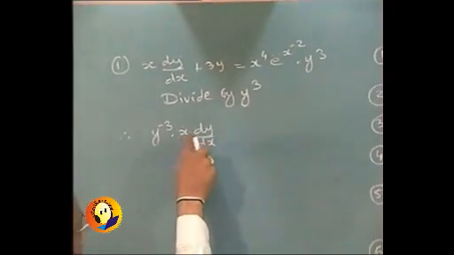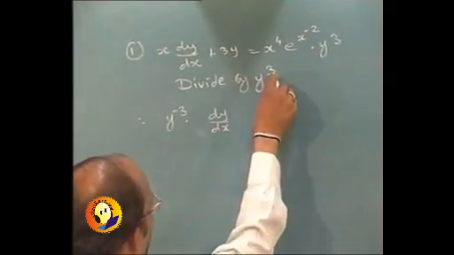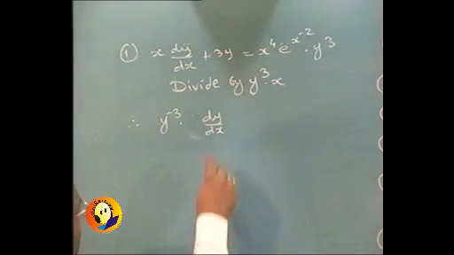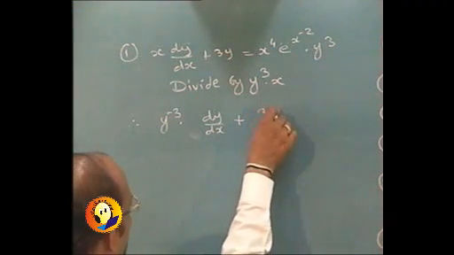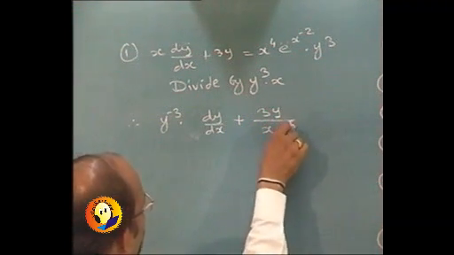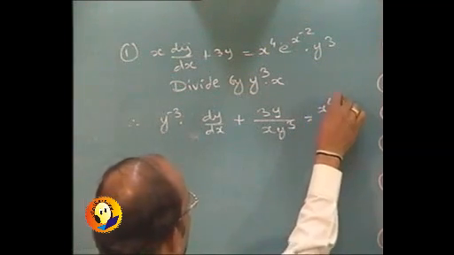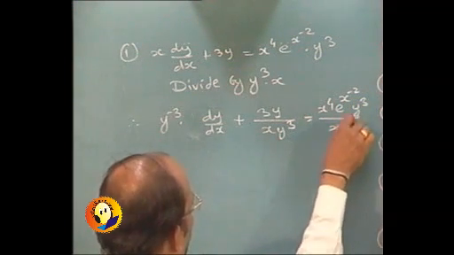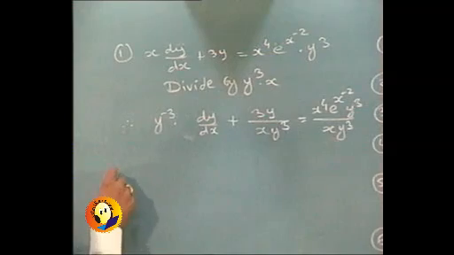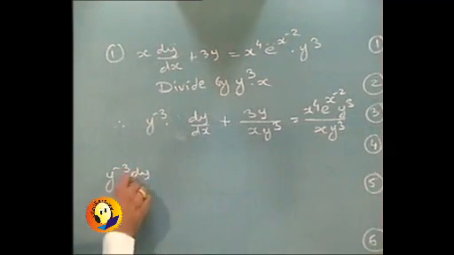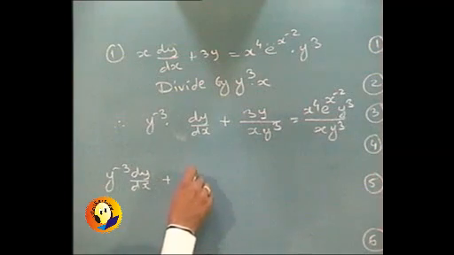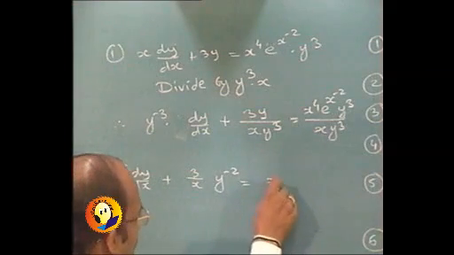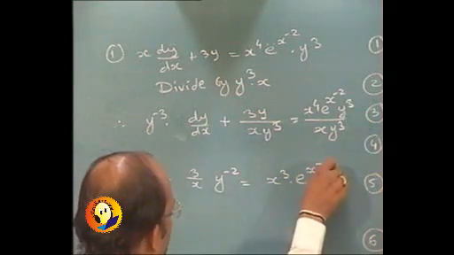Of course we don't want this x, so we can very well say divide by y raised to 3 into x. So from here x will vanish and the y raised to minus 3 term will come into the picture, plus 3y upon x y cube equal to x raised to 4 e raised to x raised to minus 2 y cube upon x y cube. So we get it in the form y raised to minus 3 dy by dx plus 3 upon x y raised to minus 2 equal to x cube e raised to x raised to minus 2.